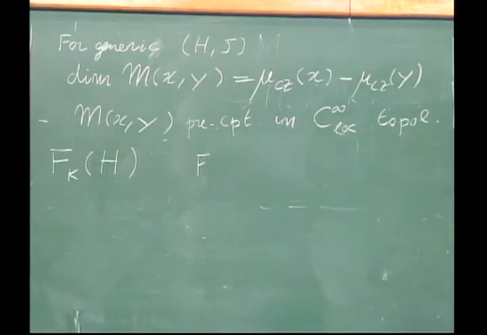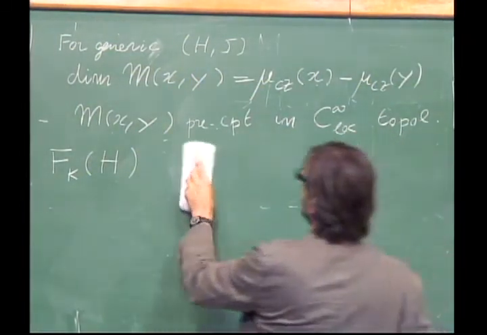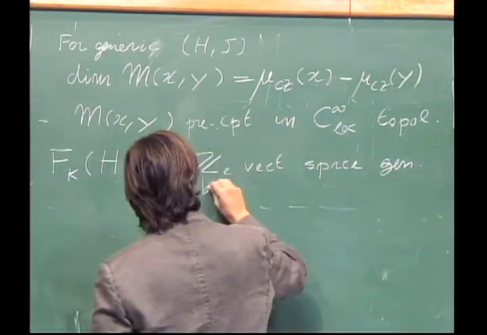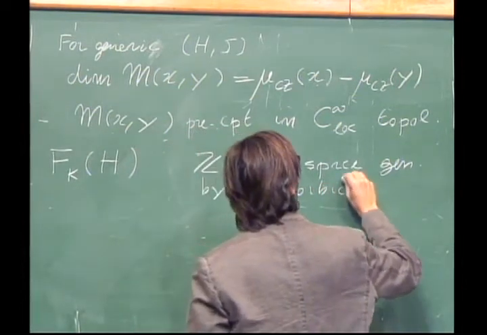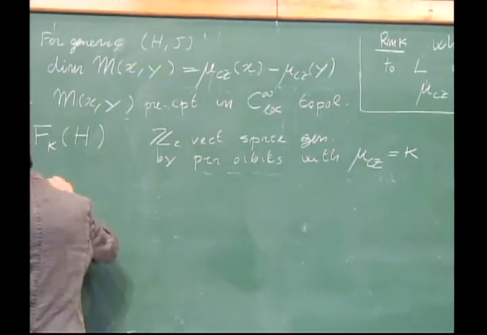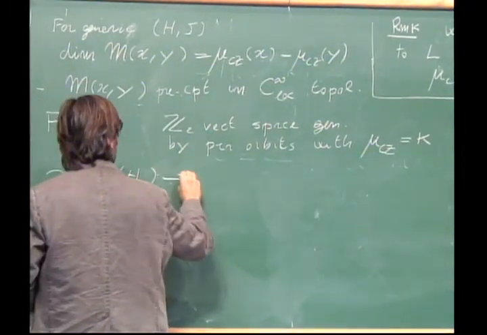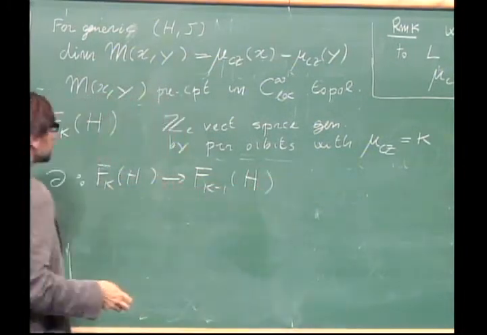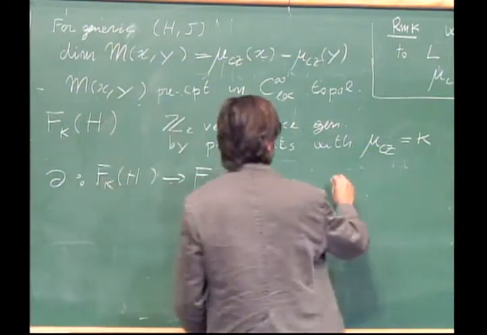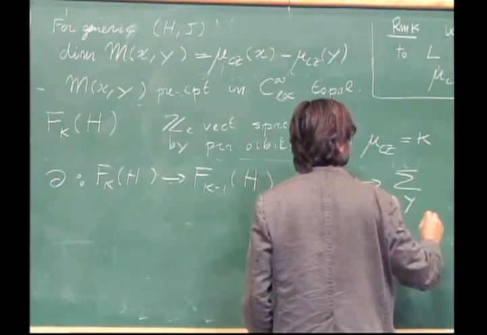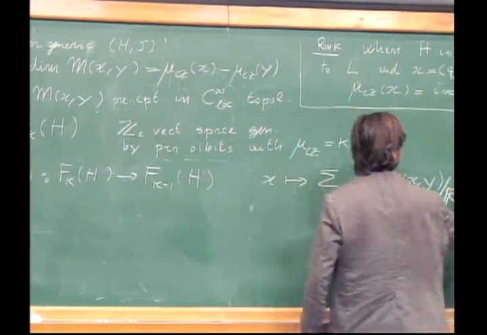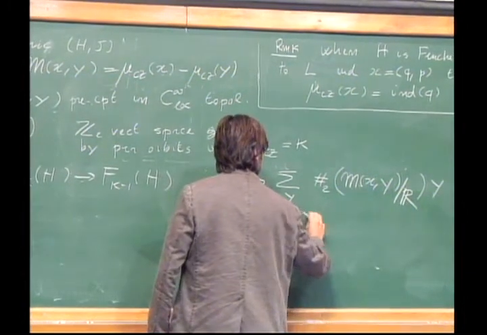Well, now I don't want to talk about the orientations in Floer homology, so let me say the Z2 vector space generated by periodic orbits with Conley-Zender index equal to k, and then the boundary from F_k(H) to F_{k-1}(H). So this now does not have a definition in terms of topology, it just has a definition in terms of intersection number: x goes into the sum over all y of the number, modulo 2, of M(x,y) modulo the action of R, times y, where these are solutions of Conley-Zender index one less.